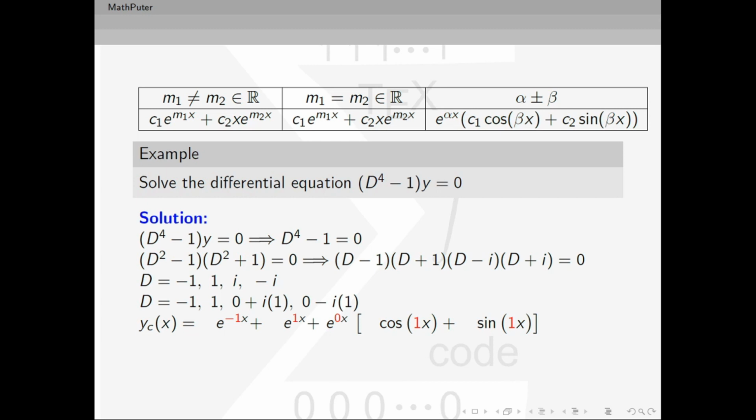Are these functions different? Yes, e raised to minus x is different from e raised to x. These two are different from cos x and sin x, right? So let us now multiply by the constants. We have one constant for this function, another for this function, and two more constants for these two functions. So let us multiply by the constants c1, c2, c3 and c4. So this is the solution for the differential equation D raised to 4 minus 1 into y equal to 0.